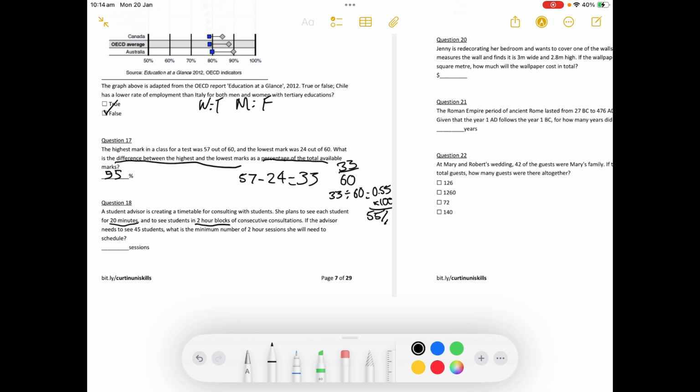So in a block, we've got 2 hours, which is 120 minutes. And if we're seeing each student for 20 minutes, to figure out how many students we can see, we're going to divide by 20. Alright, so each block, she can see 6 students. She has 45 students she needs to see. So let's divide 45 by 6 to see how many blocks we need.